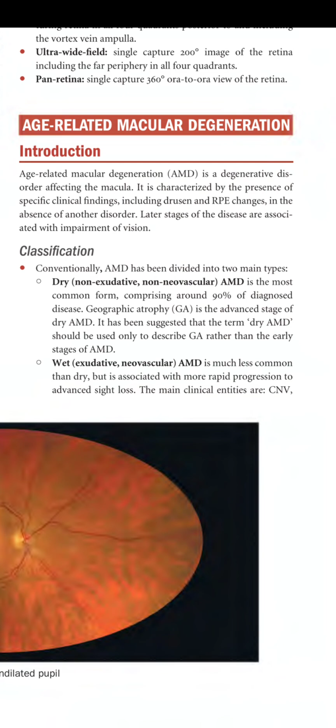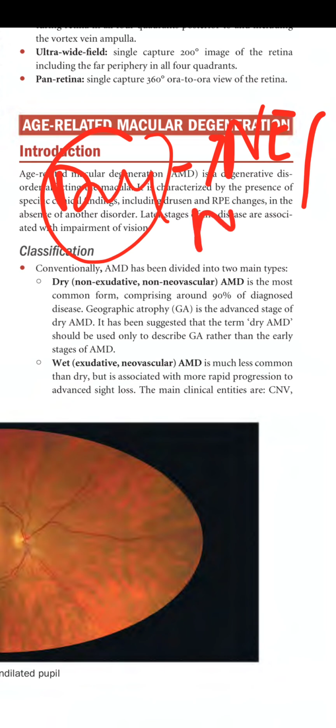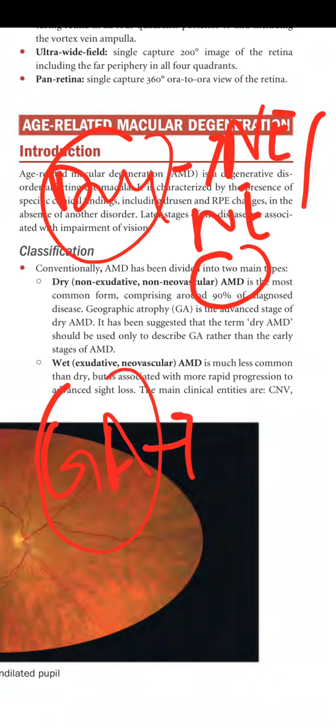Conventionally, AMD has been divided into two parts. Dry, non-exudative, non-neovascular AMD is the most common form, comprising around 90% of the diagnosed disease. Geographic atrophy is the advanced stage of dry AMD. It has been suggested that the term dry AMD should be used only to describe geographic atrophy rather than the early stages of AMD. So basically, dry AMD consists of the non-exudative or non-neovascular disease, and it makes up 90% of the diagnosed disease. And geographic atrophy is the advanced form of dry AMD.